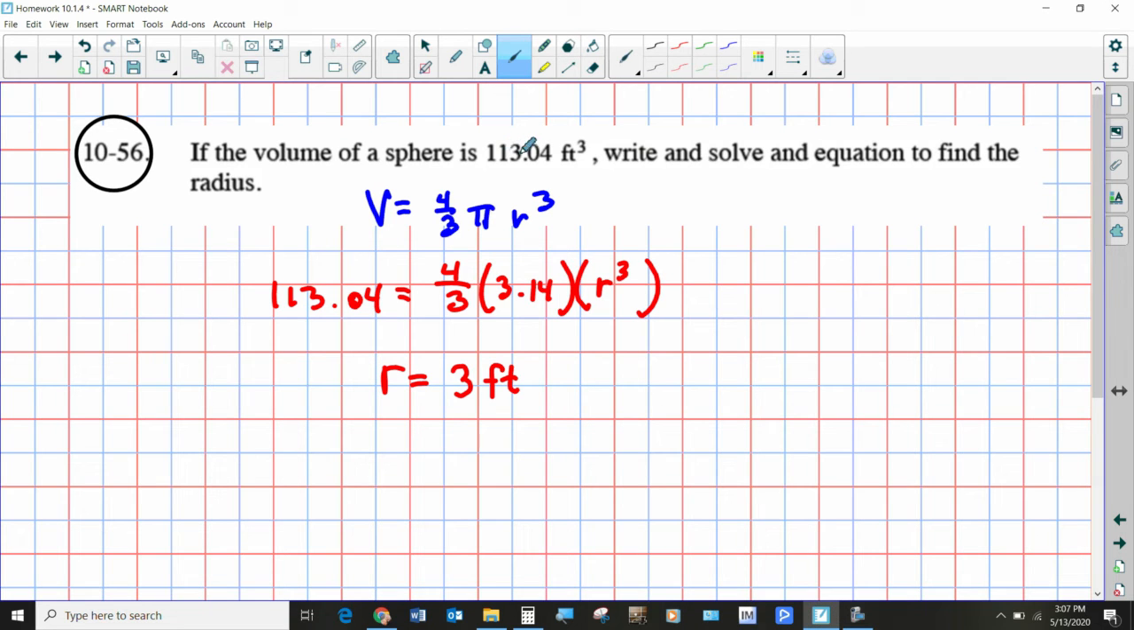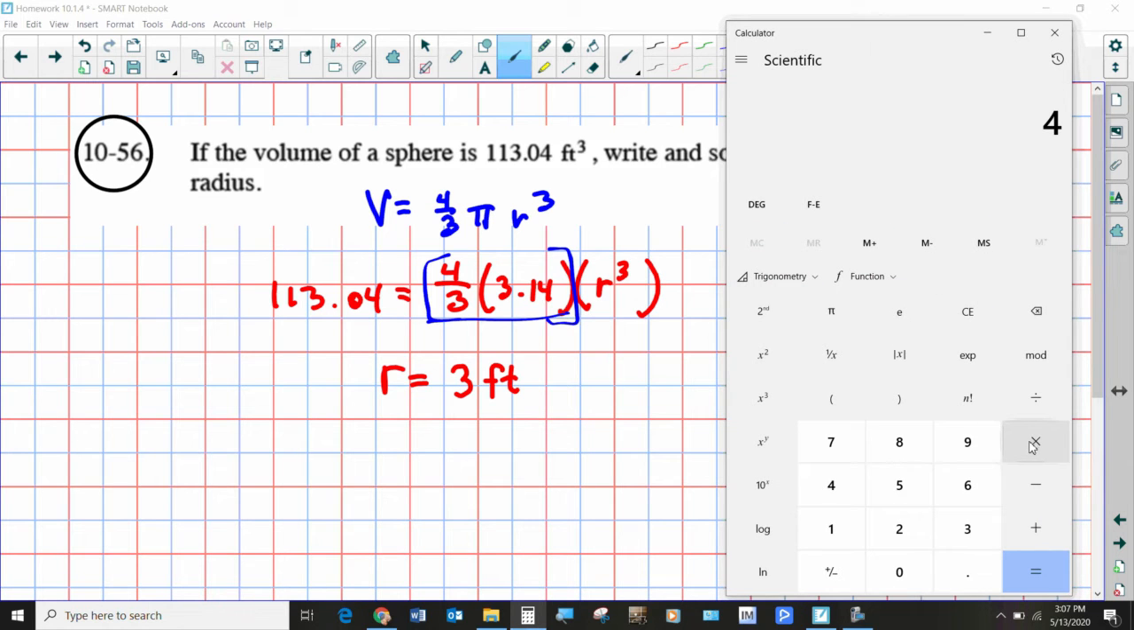If the volume of a sphere is 113.04 cubic feet, write and solve an equation to find the radius. Okay, so now we're in a situation where we know what the volume is, so we're going to plug this in for V, but we have to solve for R. So to do that, we have to start by multiplying what is 4/3 times pi, and then that's a number that's going to be multiplied times the R cubed, so we'll have to divide it on each side. So let's figure out what that is first. Let's do 4 divided by 3 equals that. Multiply times pi times 3.14 gives you that. And now that's the number that needs to be divided away. And that's going to be a little, I'm going to have to round that off.